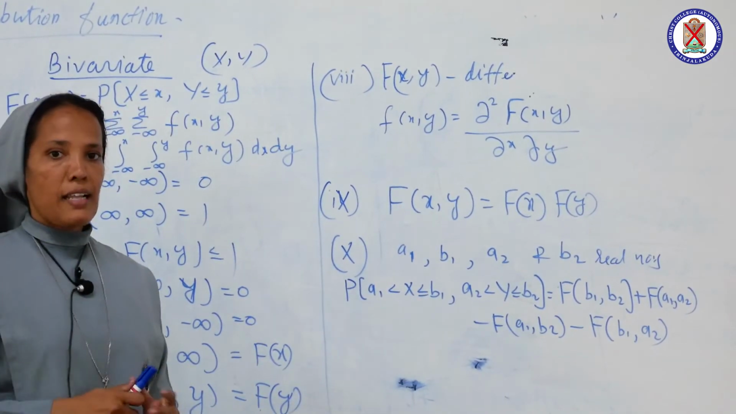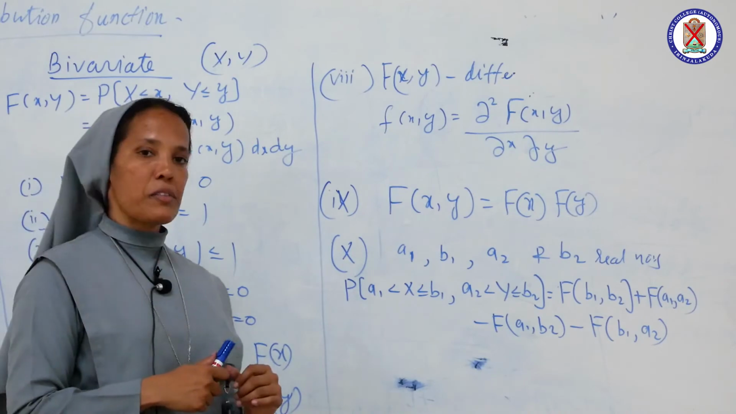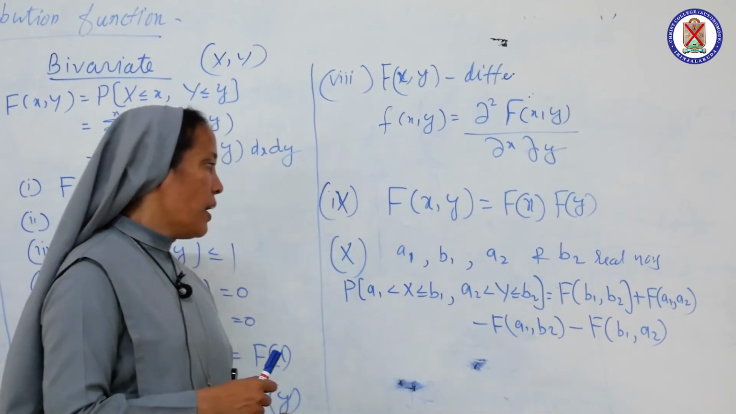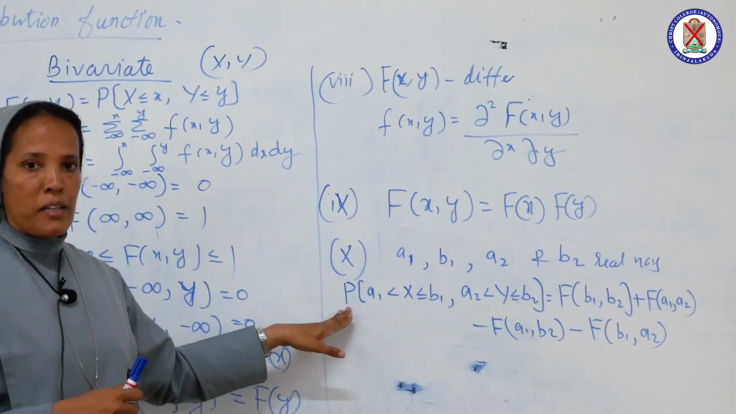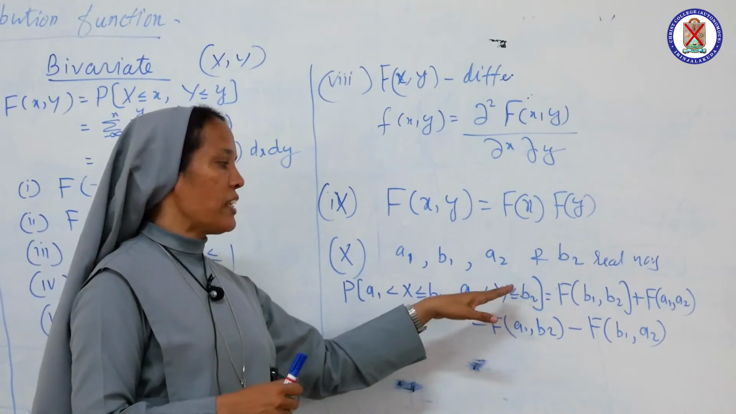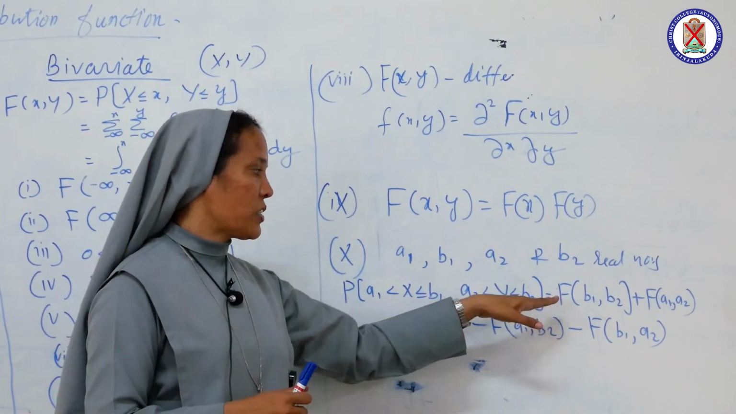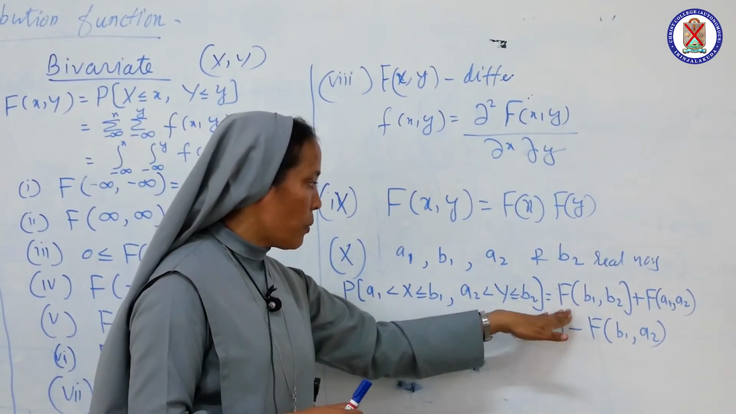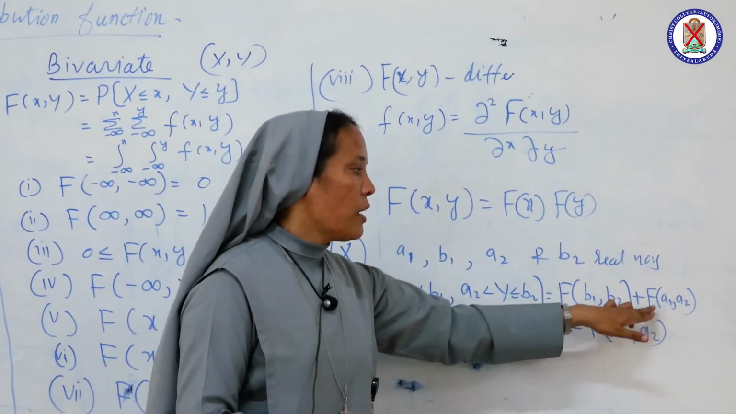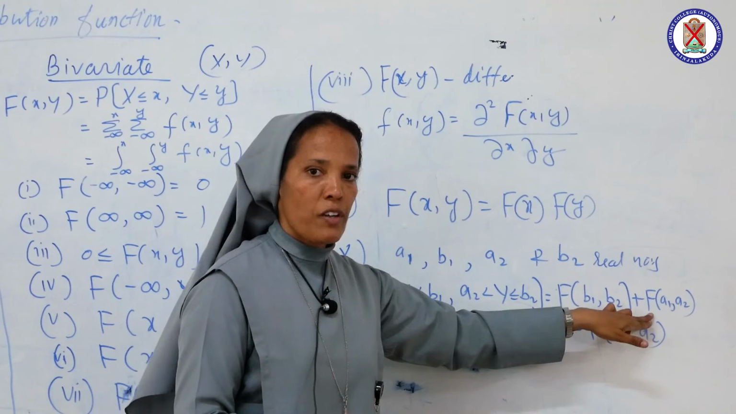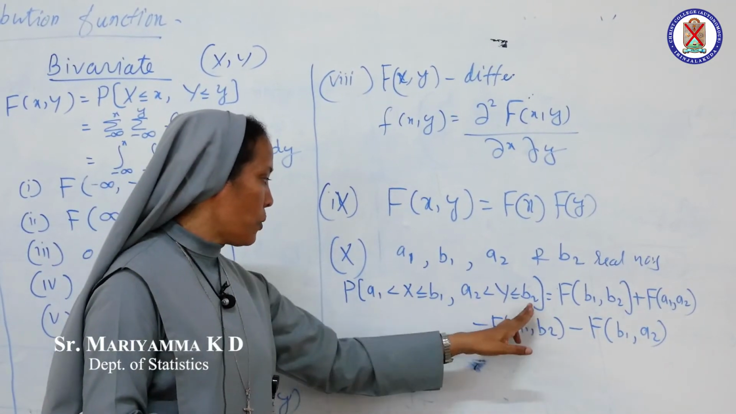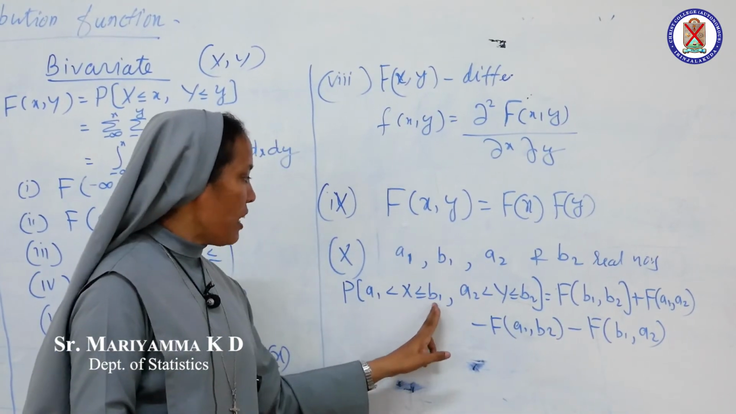And the last property is, if we have real numbers a1, b1, a2, b2, such that probability of a1 less than x less than or equal to b1 comma a2 less than y less than or equal to b2 is equal to the distribution function F of b1 b2 plus F of a1 a2 minus F of a1 b2 minus F of b1 a2.